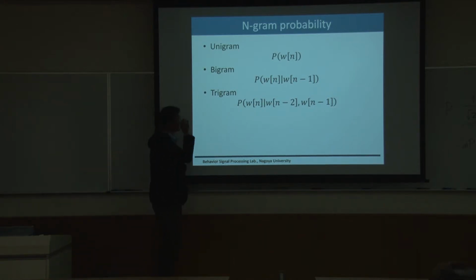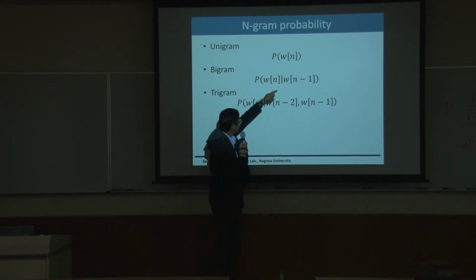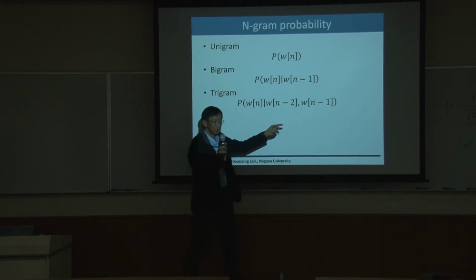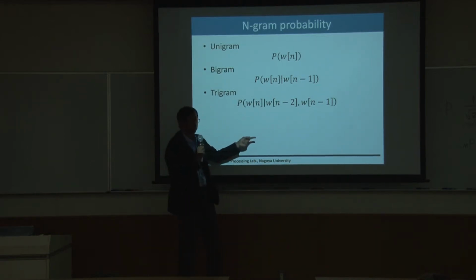We call them the unigram, bigram, and trigram. When I was in a company, before I quit that company in 1995, the trigram of natural language was very difficult to estimate because of the limited computer power, and also we didn't have enough language resources to estimate it.